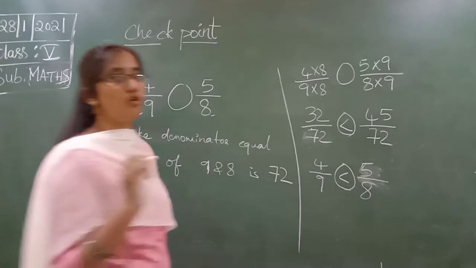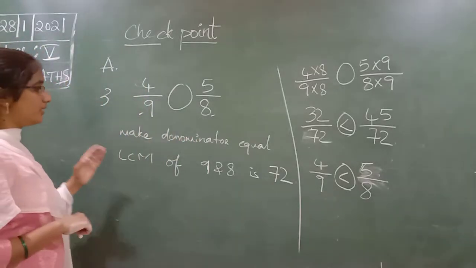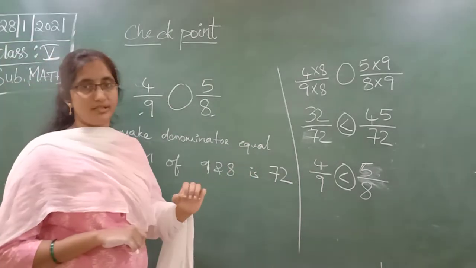Again make them into the lowest term. This is the lowest term, that is the highest term. By LCM I took them to the highest term. Now we have to take it back to the lowest term.